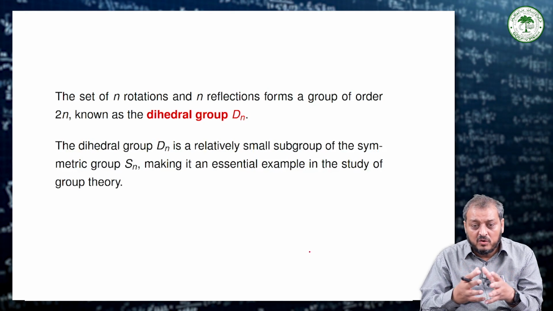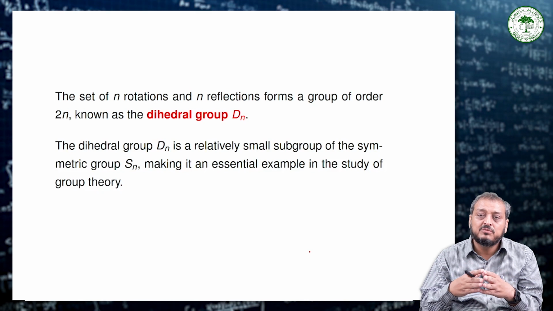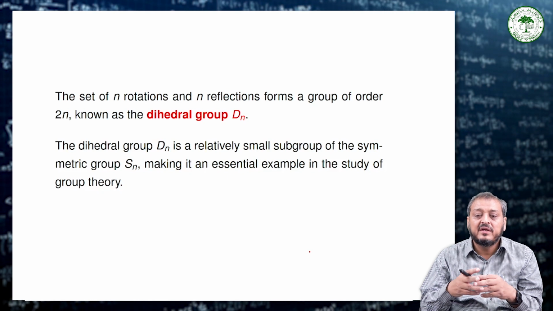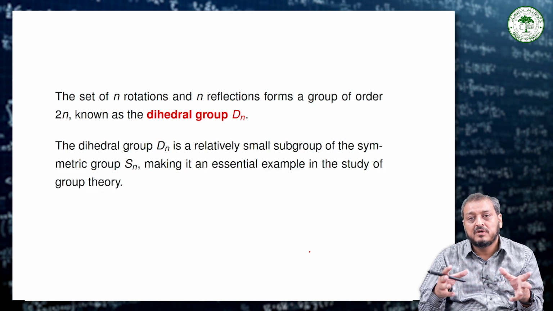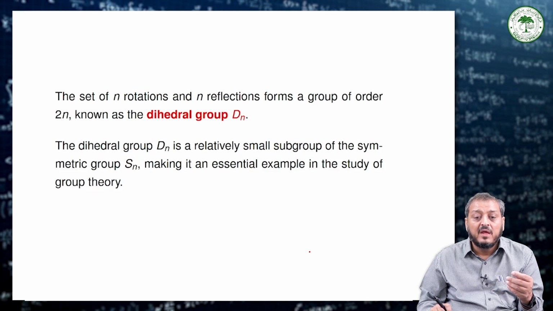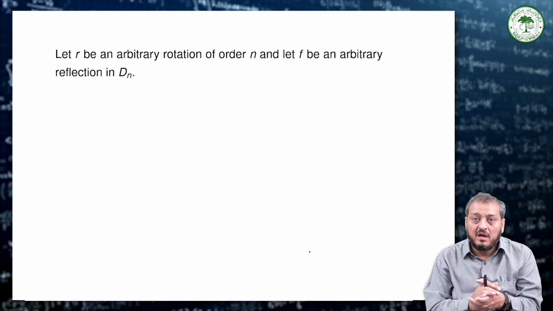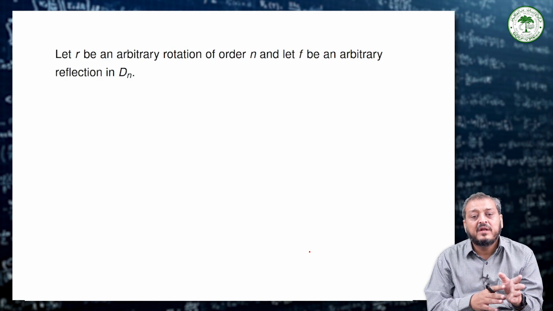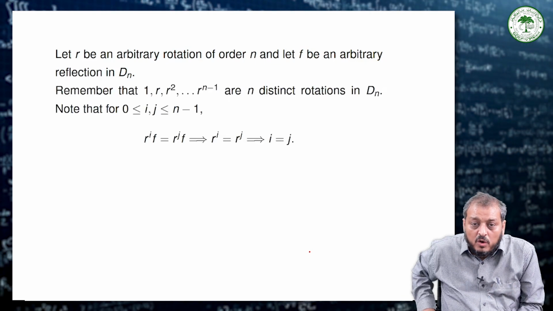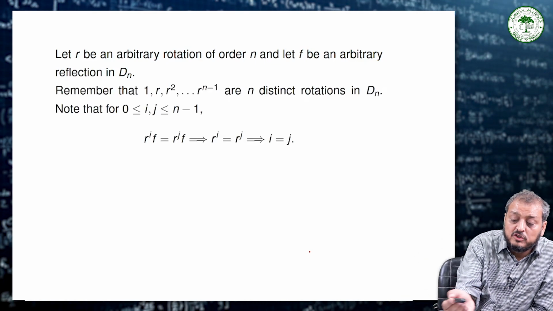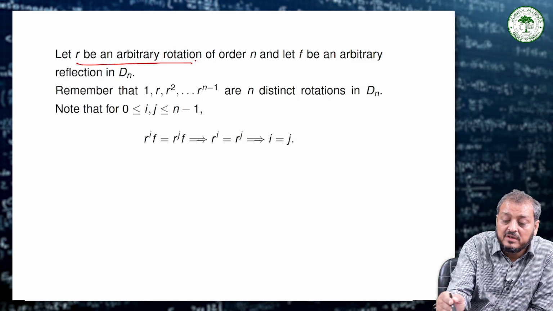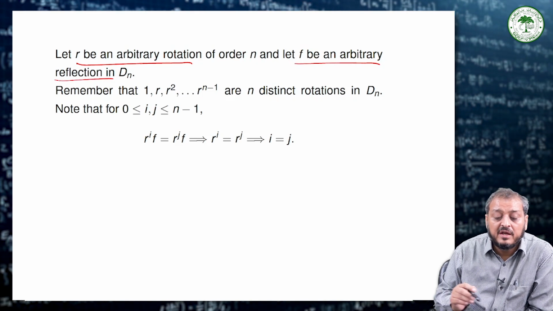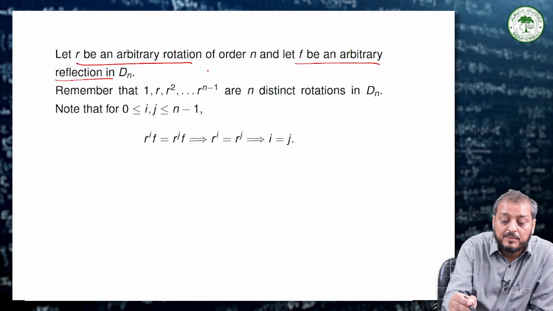The dihedral group Dn is a relatively small subgroup of the symmetric group Sn, making it an essential example in the study of group theory. So let r be an arbitrary rotation of order n and f be an arbitrary reflection in Dn. Since r has order n, r to the power n is equal to the identity.